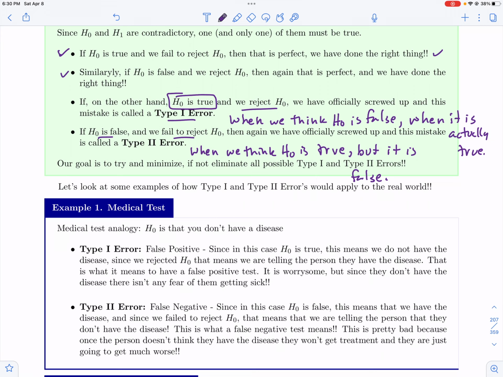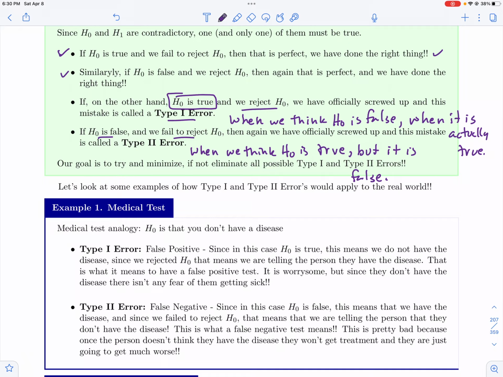As a type 2 situation, this would be what's called a false negative. In this case, H naught is false, which means that we have the disease. But since we failed to reject H naught, we're telling the person that they don't have the disease, that they're perfectly healthy. And so they're going to go home not getting any kind of treatment, and they're just going to get sicker and sicker. So this one's kind of a worst case scenario because you're not actually getting treated for the disease. The first one, again, is not an ideal situation. You might be taking medicine you don't necessarily need, but it hopefully won't make you sick.